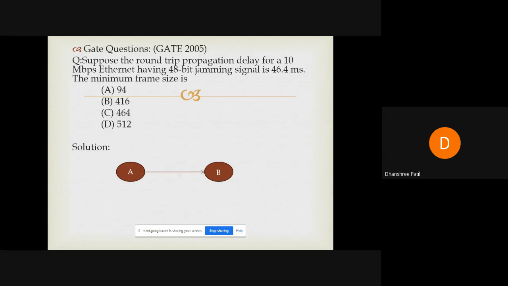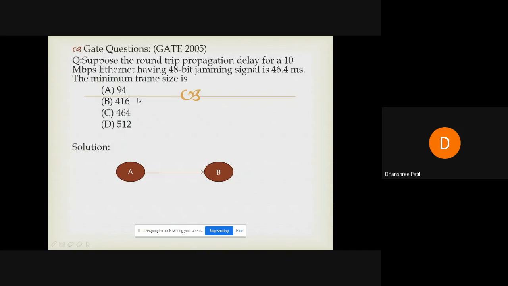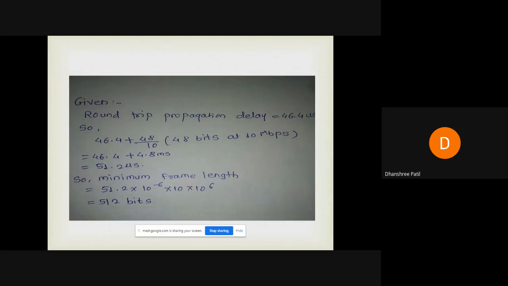So let's see how it is calculated. Suppose data is being sent from A to B, and for this situation we are going to consider this data. Now see the solution. What is given? The round trip propagation delay is given, which equals 46.4 microseconds. But along with this, there is also a 48-bit jamming signal, so that also we have to consider.